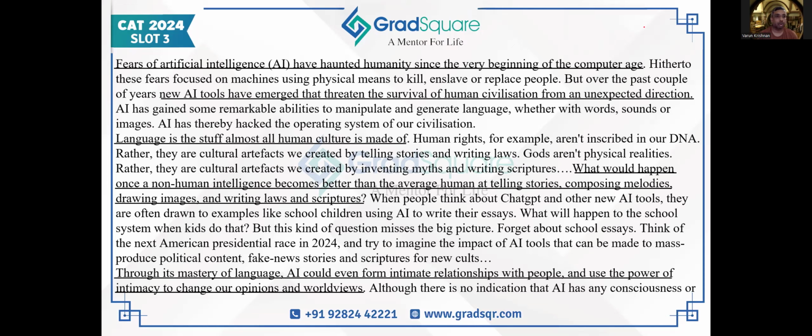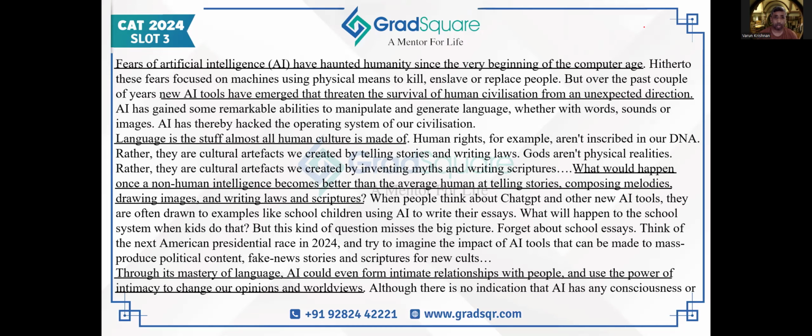In the sentence, it says what would happen once a non-human intelligence becomes better than the average human at telling stories, composing melodies, drawing images, and writing laws and scriptures. This is the question that the author is going to answer: how, when AI becomes better than humans in doing all of this, is that going to lead to negative impacts. And then he gives us a few examples in the second paragraph.